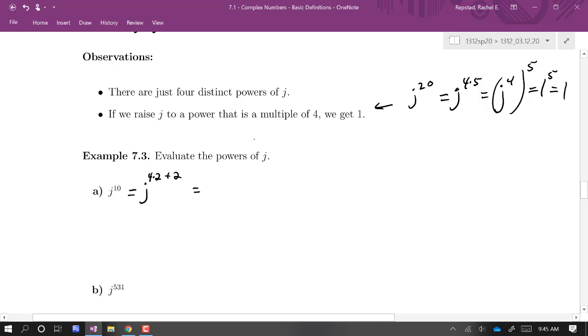Now I'm going to use rules of exponents. This is j to the 4 times 2 times j squared. So j to the 4th squared times j squared. The multiple of 4, right, we know that that's going to give me 1. So this is just equal to j squared, which is -1.